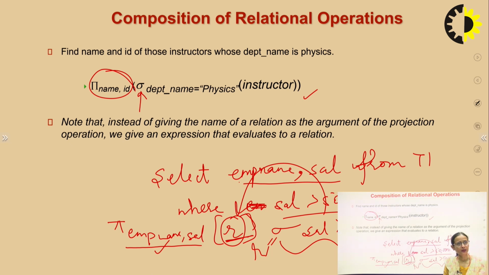So here what is happening? Sigma, condition department name is physics, relation is instructor. It will give only those instructors who are working in the physics department. After that, the output becomes input for the pi operator. Pi will select only name and ID from that relation and produce the final output. Note that instead of giving the name of a relation as the argument of the projection operation, we give an expression that evaluates to a relation.